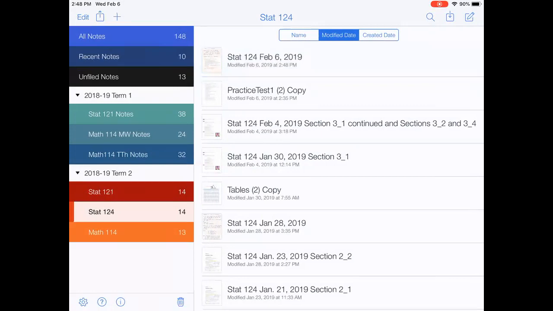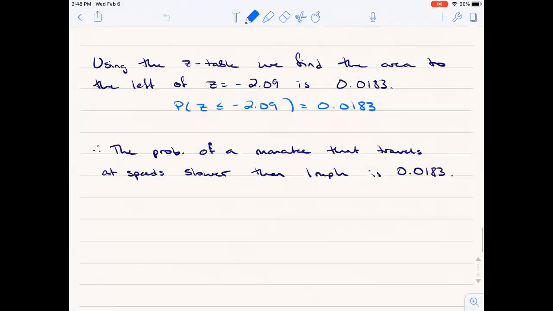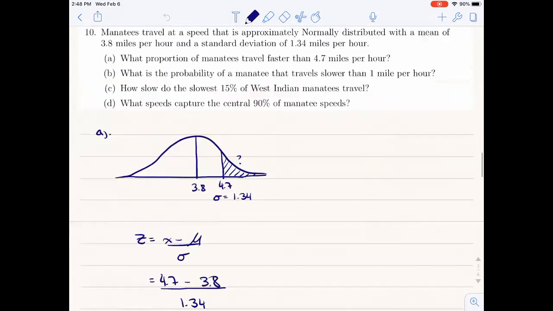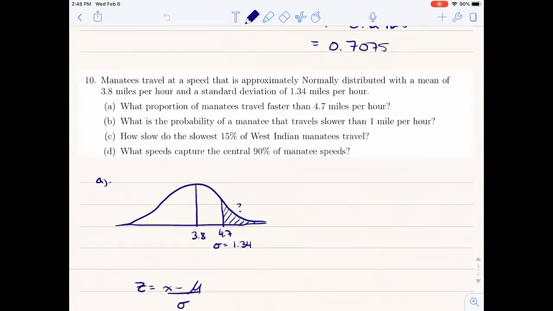All right. Oh, what am I doing? I wanted to just scroll up here. C. How slow do the slowest 15% of West Indian manatees travel? So now I went species specific. Doesn't matter. Should have just said manatees. So how slow do the slowest 15%? Now I'm giving you an area under the curve, and you have to find the cutoff value, right? So working backwards to find X.